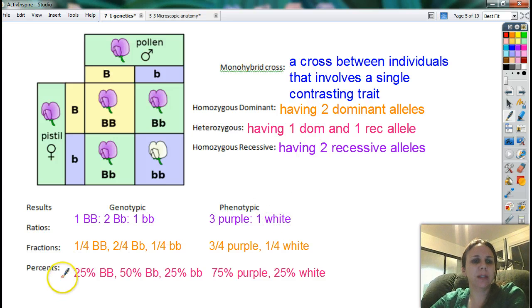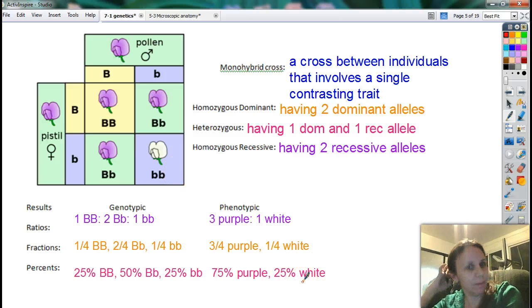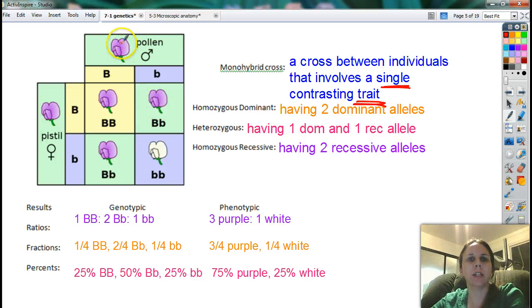Then we have percents, which again is easy. Everything's in multiples of 25. So one of the boxes, 1 out of 4, so 25% are big, big. 2 out of 4, or 50%, are big, small. 1 out of 4 is small, small, 25%. Now 3 out of 4 are purple, so 75% purple, and 1 out of 4 is white, so 25% white. So this is all what we call monohybrid crosses because we're only looking at one trait. I'm looking at just flower color.